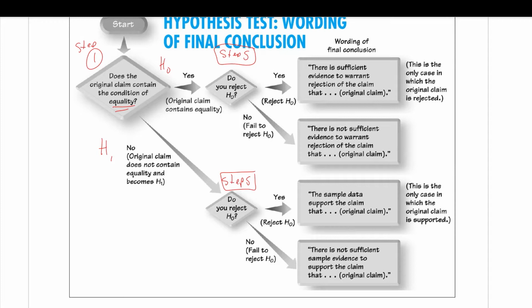And one thing to notice is if your null hypothesis is the claim, then in the wording of the final conclusion, you'll notice that the word rejection shows up. A very specific claim, one that has an equality, can be rejected. However, something that is not very specific, something like less than or greater than or not equal to, would be the alternative. And you notice the wording there is support. So you can either support the alternative hypothesis, or you can reject the null hypothesis, or not reject it, or you fail to support the alternative.